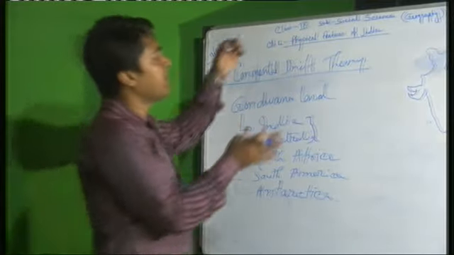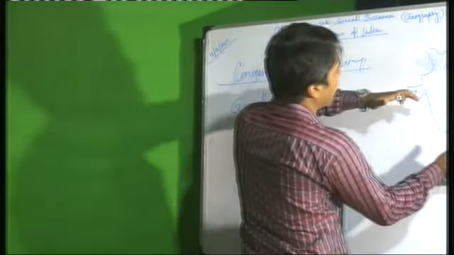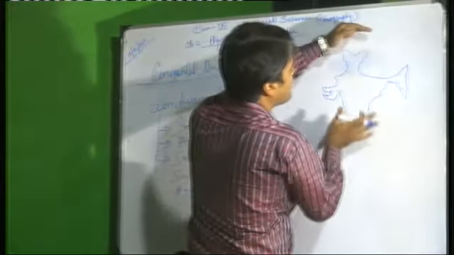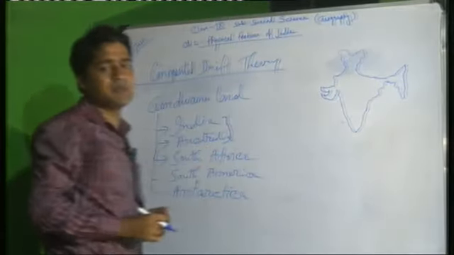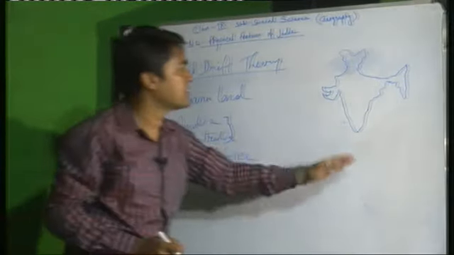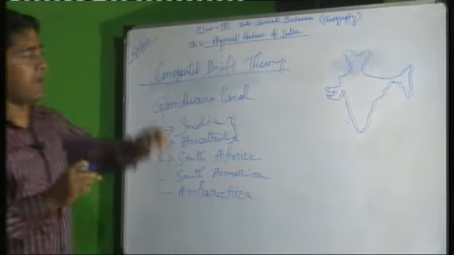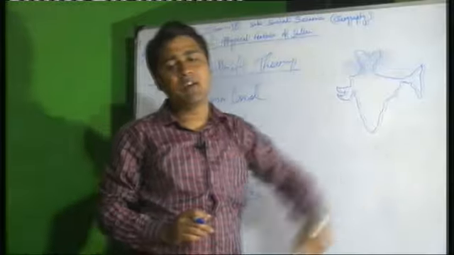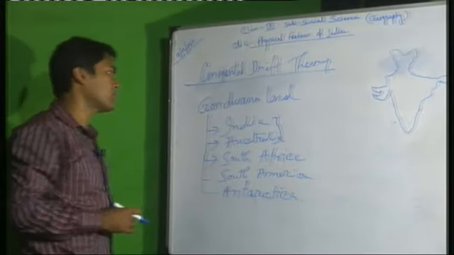And the Indo-Australian plate also submerged under the Eurasian plate. That's why it is important. The Indo-Australian plate submerged under the Eurasian plate, and along with this plate boundary, the Himalayan mountain developed.